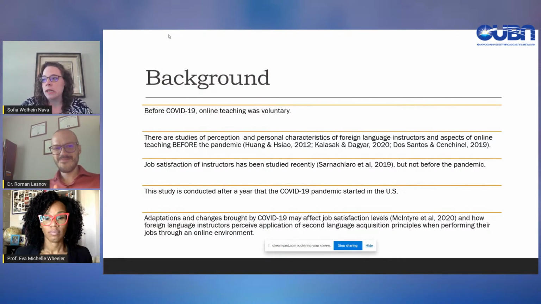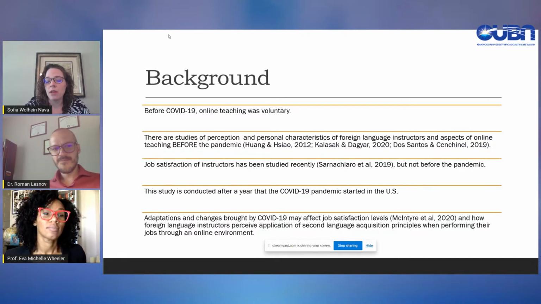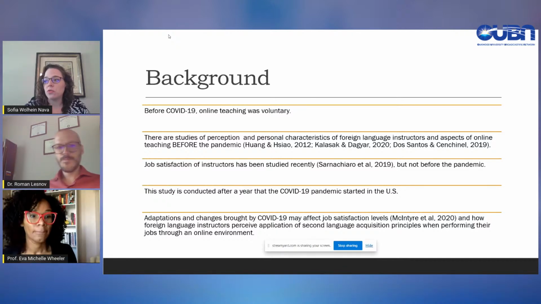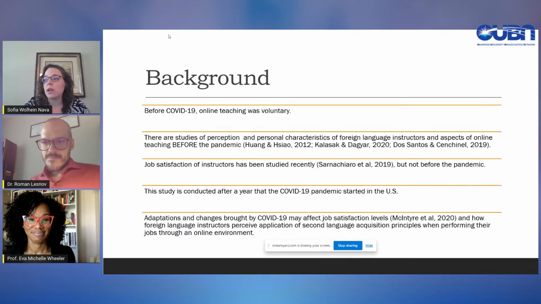A year ago, the COVID-19 pandemic affected the way that foreign language instructors perform their teaching duties. Even though online foreign language learning existed before this period, it was of a voluntary nature. The changes that instructors of foreign languages had to adapt to in order to continue performing their jobs during this time may have brought variation levels in job satisfaction, as well as the way that they perceive how they apply second language acquisition principles.